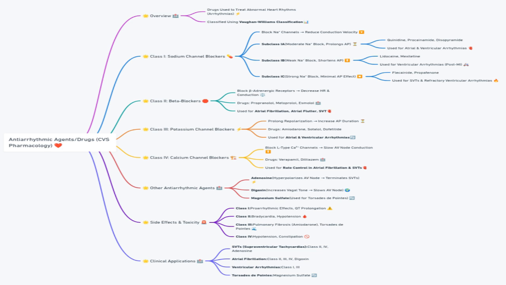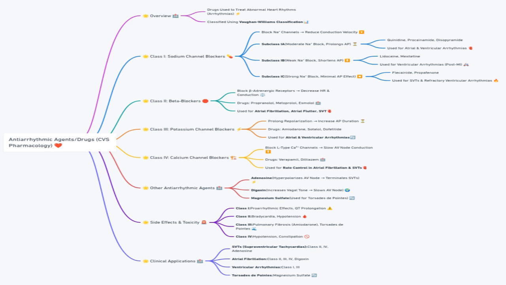Class 4 is the calcium channel blockers. They are non-DHPs. They block the L-type calcium channels, decreasing SA and AV node conduction, with drugs like verapamil and diltiazem. Its effects: decreases heart rate, decreases AV conduction, prolongs the PR interval, and it's used for rate control in AFib, atrial flutter, and SVTs, but it has side effects like bradycardia, hypotension, and constipation.